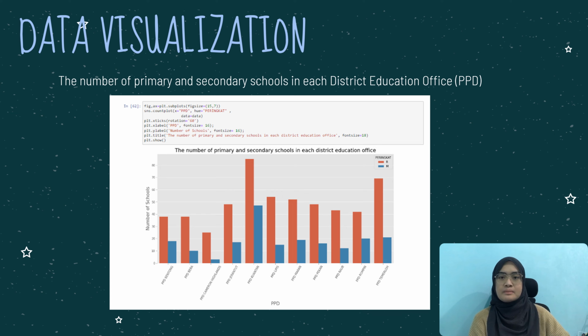Lastly is a multiple bar chart, which shows the number of primary and secondary schools in each district education office, PPD. Based on the multiple bar chart, PPD Kuantan has the highest number of primary and secondary schools, while PPD Cameron Highlands has the lowest number of primary and secondary schools. So that's all from me. Thank you.